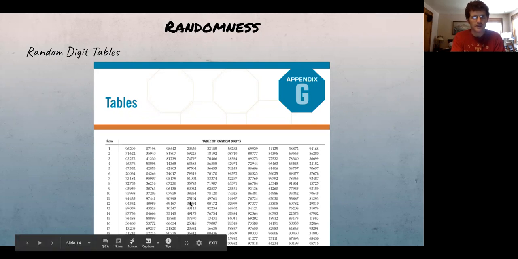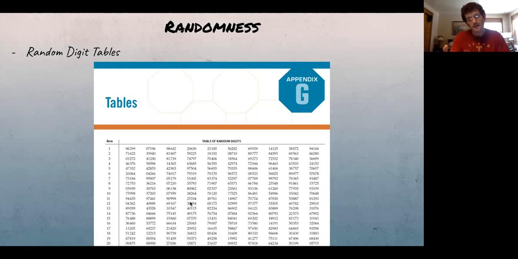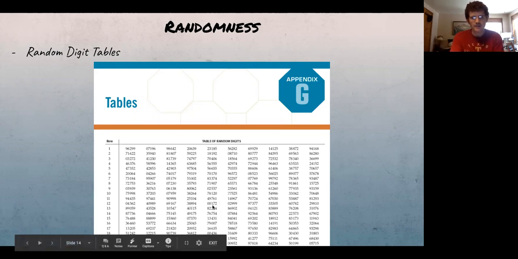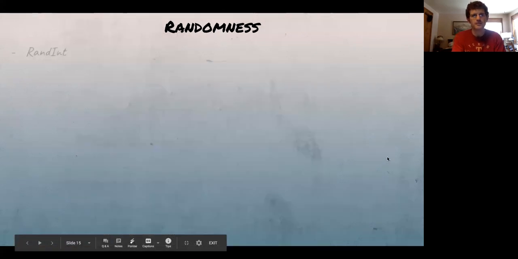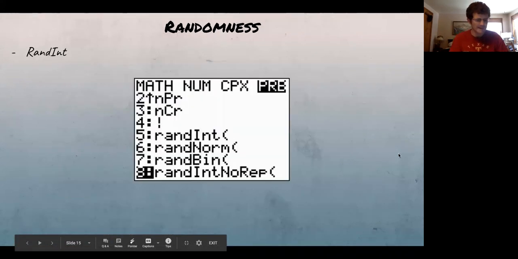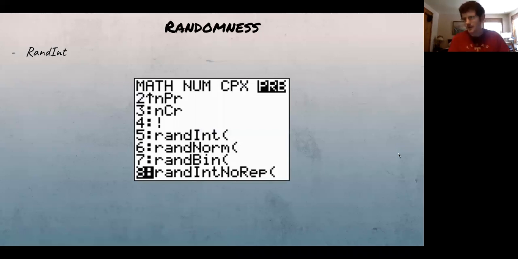But if I go to a random digit table, and I go to a random spot, I can just start, if I started right here at the 1, 1, 7, 2, 0, 2, 9, 9, 9, 9. So there are 4 9s in a row right there. 7, 3, 7, 7, 3, 3, 3. So that's random as far as we're concerned. So random digit tables are possible, but maybe a better option is what we call random integer on your calculator.